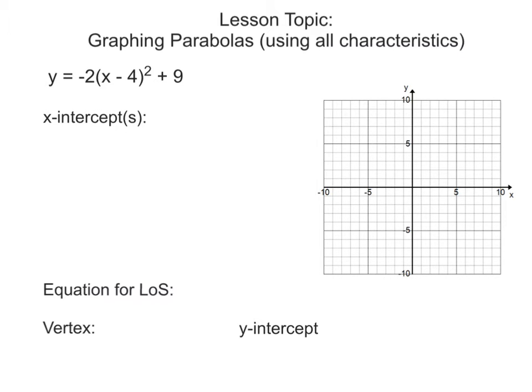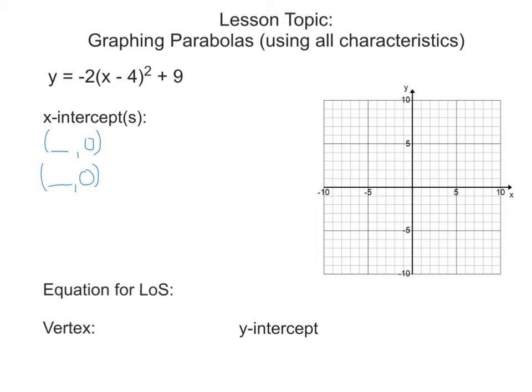Same process for graphing a parabola, no matter what form you have, is that we need to find some information. We want to find our x-intercepts, our equation for the line of symmetry, our vertex, and our y-intercept. So remember, we've talked about this already on the previous lesson. To find x-intercepts, we want to find the value of x when y is 0. And remember that you have a couple different things that can happen here. We can have no x-intercepts, one x-intercept, or two x-intercepts.